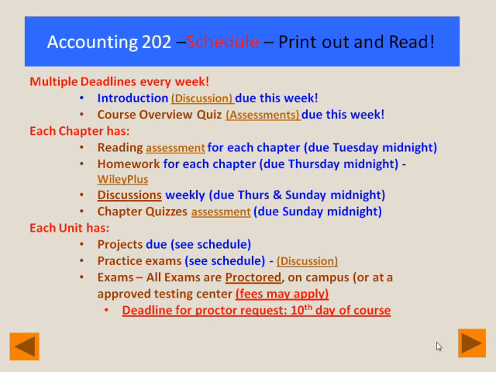If you are unable to come to campus, you need to take it at an approved testing center, and fees may apply in that case. Proctored exams on campus are free. And if you do need to request approval for a remote proctor, get that in by the 10th day of the course, and there's a form to fill out on the home page for that.